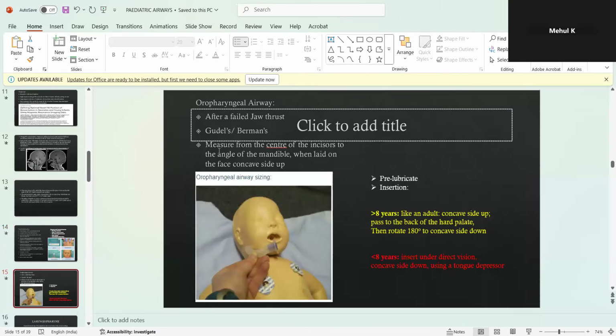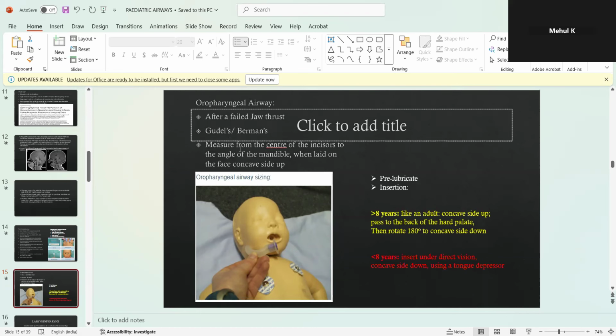Next comes the oropharyngeal airway. After a failed jaw thrust, you go for an oropharyngeal airway to maintain a patent airway. This is especially well tolerated in an obtunded patient with obtunded airway reflexes. So the common oropharyngeal airways you get to see are Guedel's and Berman's. I'm sure everyone has seen a Guedel's.